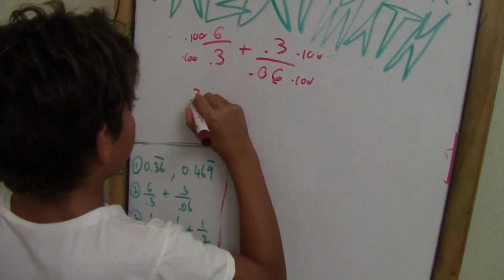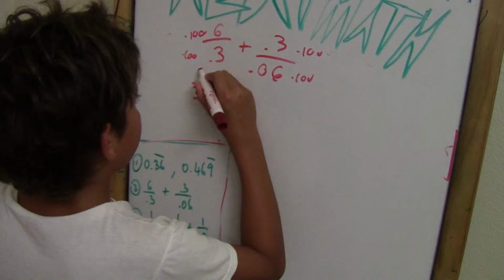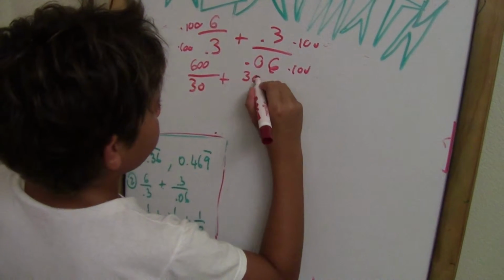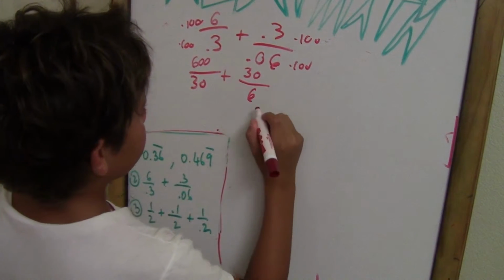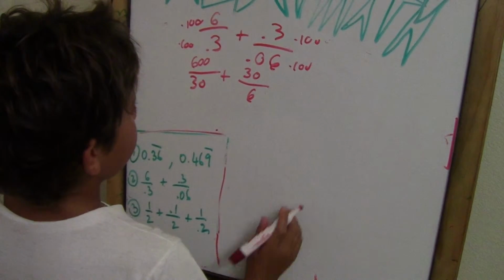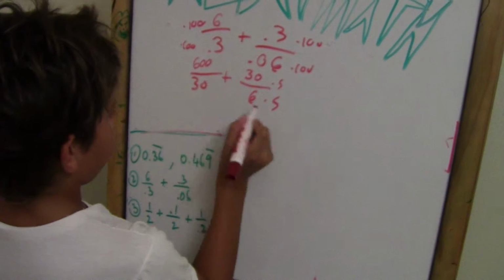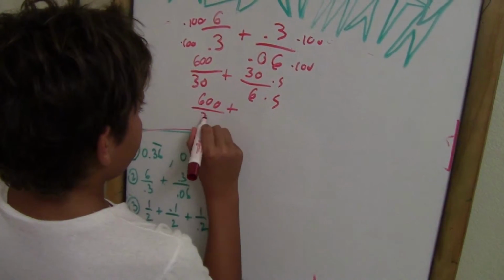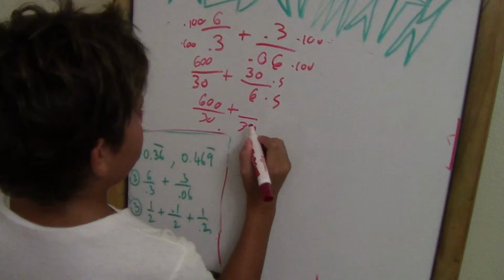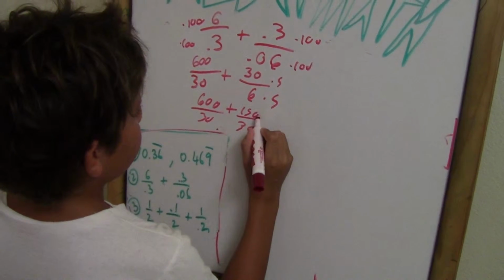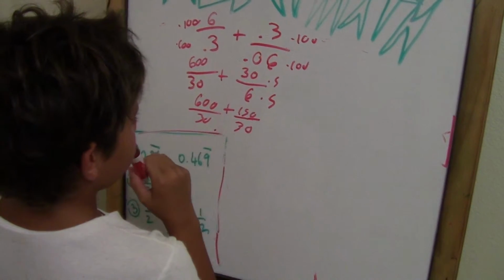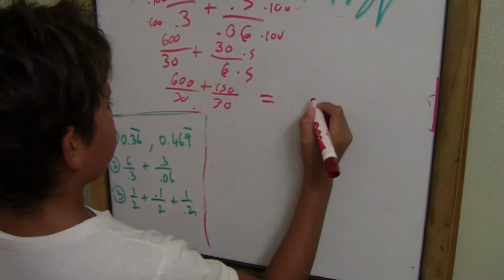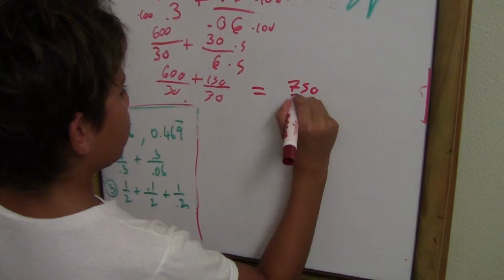So then it would equal 30 over 600 plus 30 over 6. Now I want to multiply this by 5, so these are equal. It'd be 600 over 30 plus 15. Wait, what just happened? Yeah, that works. Then you add those together, that'd be 750 over 30.